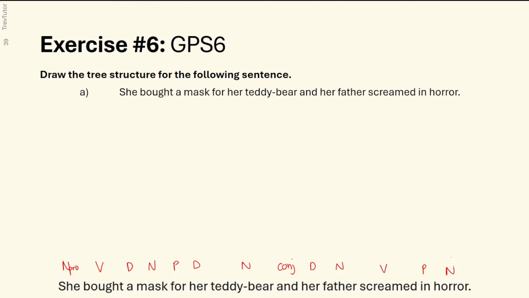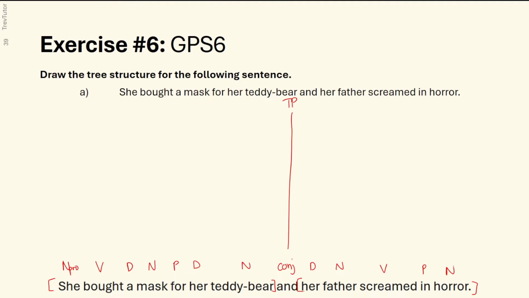So now that we have everything labeled, we have to figure out what the conjunction is joining. So it looks like it's "she bought a mask for her teddy bear" and "her father screamed in horror." So if we go all the way to the top here, we're basically conjoining two sentences. So two TPs. "She bought a mask for her teddy bear," "her father screamed in horror." So that's going to build a big TP, which means each of the constituents on the left and right of that conjunction are also going to be a tense phrase.